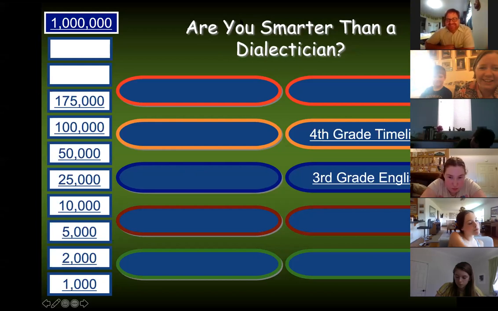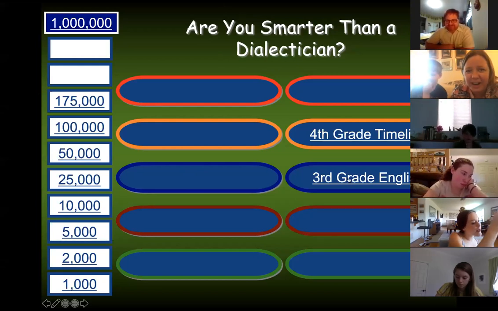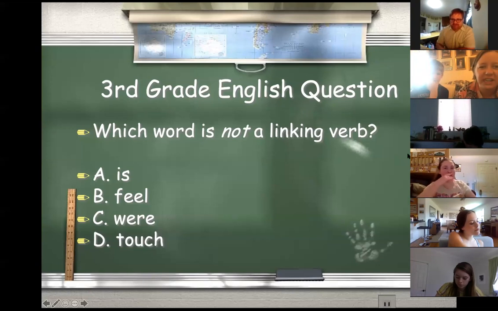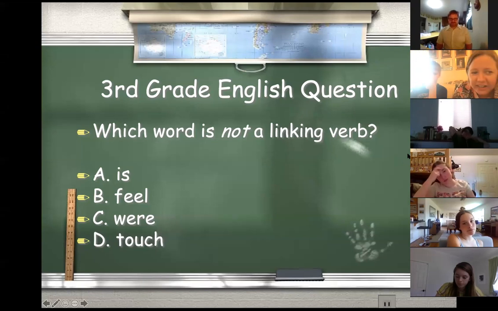Let's go with third grade English, please. Ooh. Do I know this? I think I know this. I'm pretty sure I know this. All right, which of these words is not a linking verb? A is, B feel, C were, or D touch?